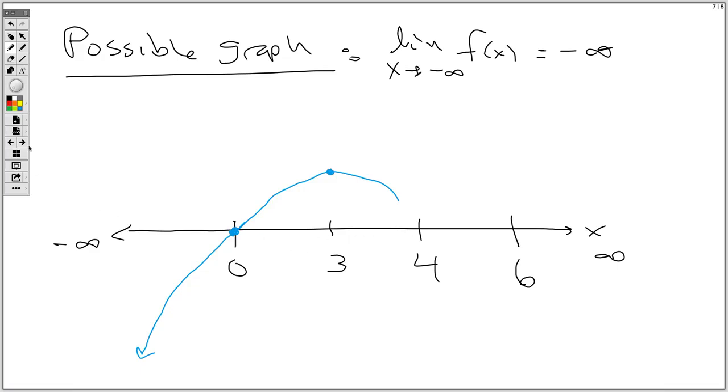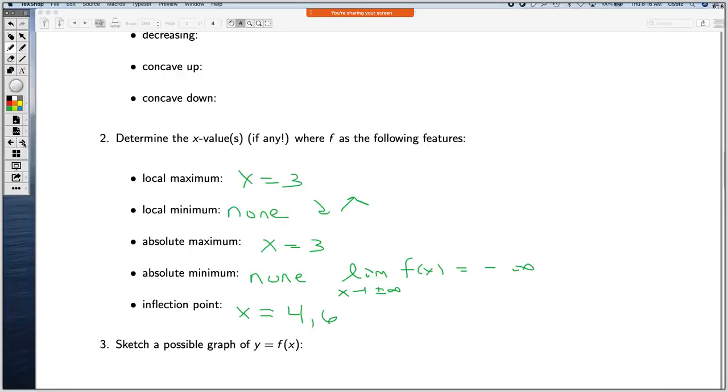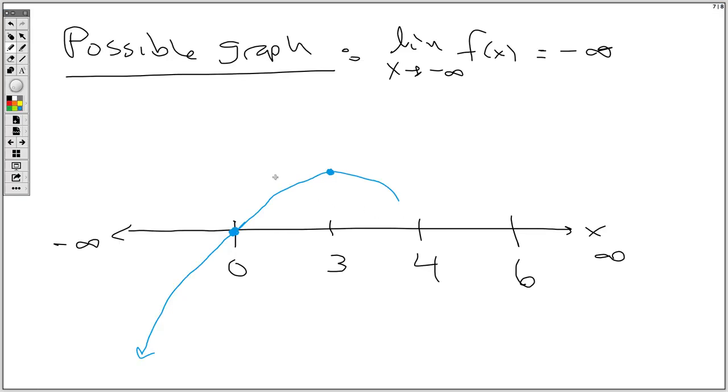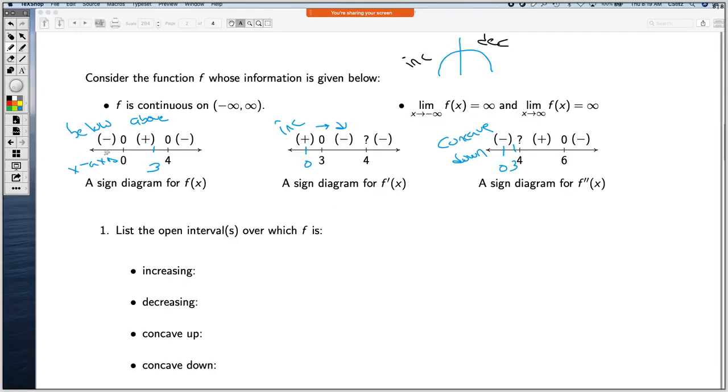And so between 3 and 4, let's check. Between 3 and 4, it's still above the axis. It starts to decrease, and it's still concave down. So then what happens at 4? Well, a lot happens at 4. At 4, the function reaches back to the x-axis, and it's going to transition to below the x-axis. So it's going to cross through at 4. But what happens with the derivative? It's decreasing and then decreasing, and the derivative is undefined there.